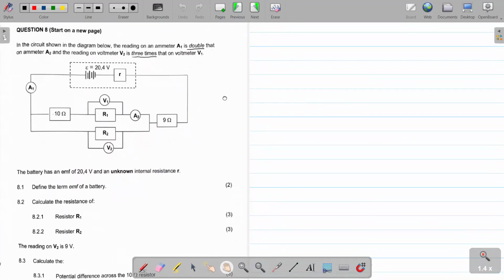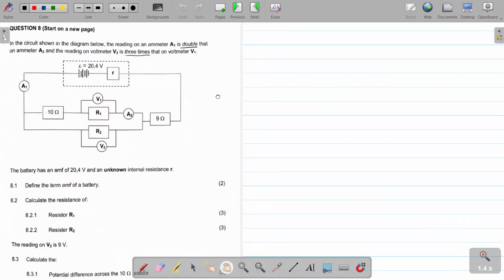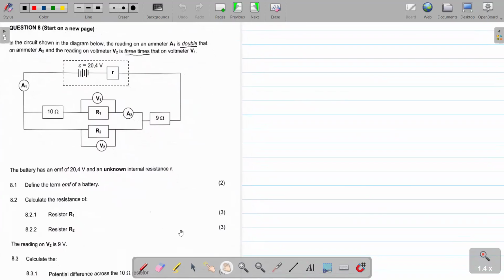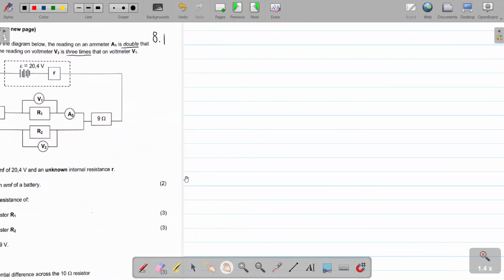Okay. It's question 8. Now, what I like to do is, you can see that in 8.1, the first thing they want is the definition. They say define the term EMF of a battery. So the definition is the first thing that they want.